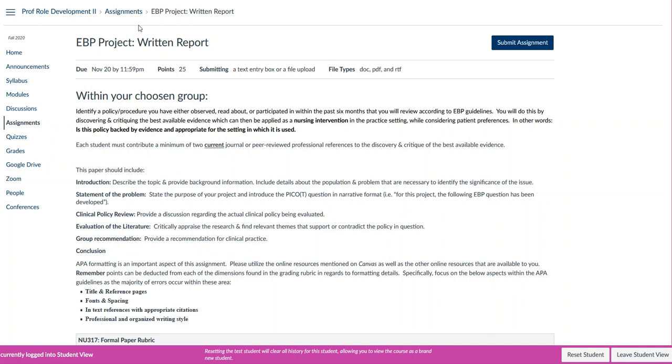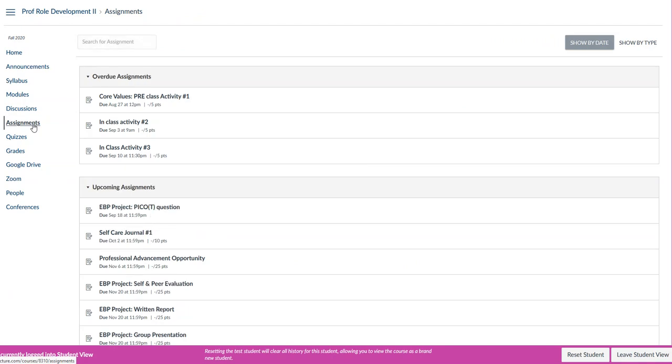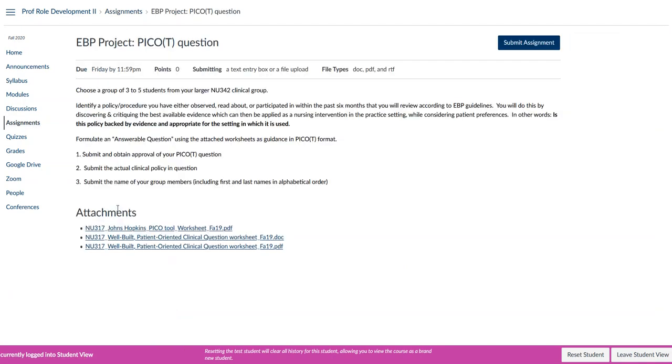What I want to show you though is going through the PICO questions. So let me go back to assignments, and we're going to choose the evidence-based practice PICO question. So this gives more information. Again, it's going to just reiterate the important topics, right? Choose your group of students, identify a policy and procedure, and then you're evaluating, is the policy backed by evidence? The question cannot be, is this policy backed by evidence?